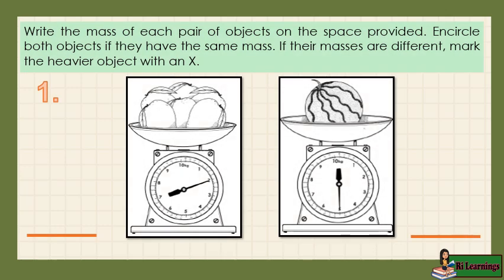Write the mass of each pair of objects on the space provided. Encircle both objects if they have the same mass. If their masses are different, mark the heavier object with an X.